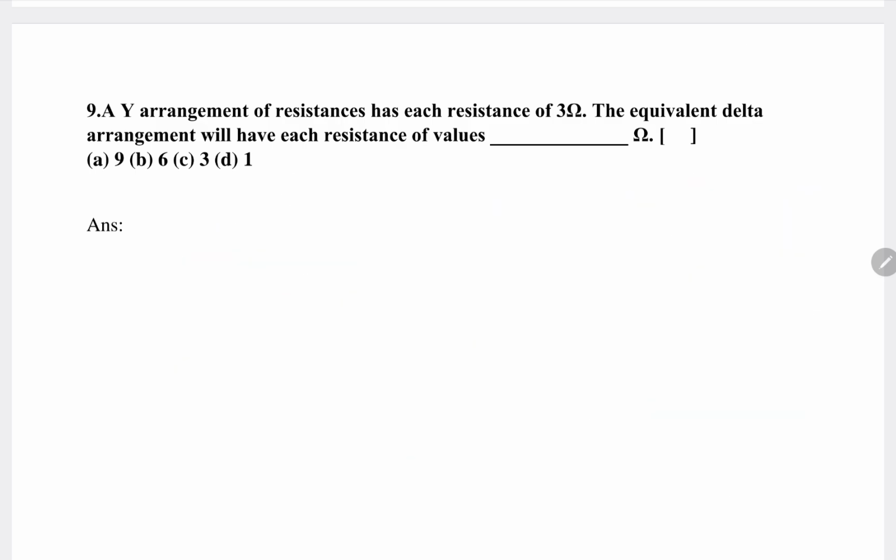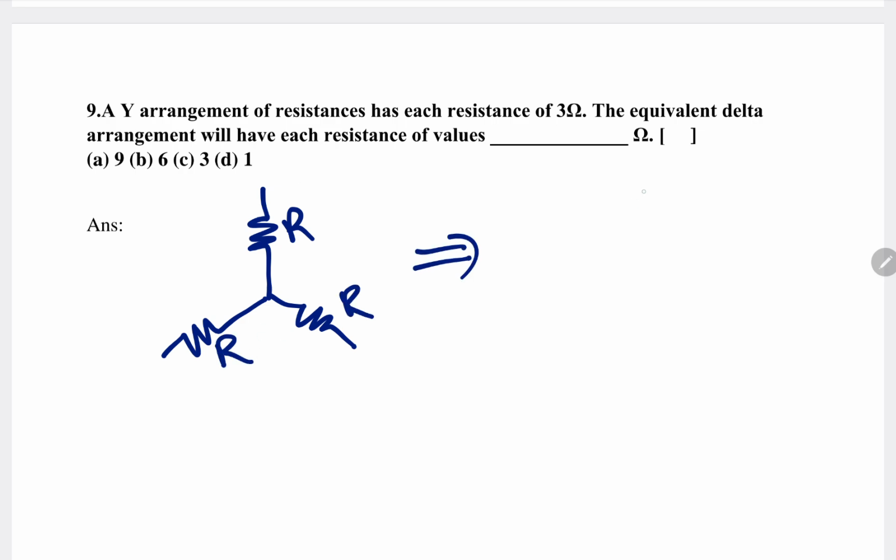Now one important question usually asked is: here let us see, this is a star network, and this is R and this is R and this is R, and I want to convert this into a delta network.